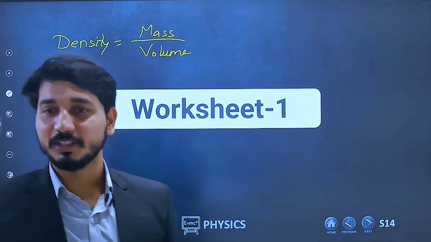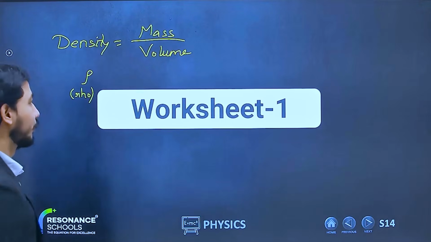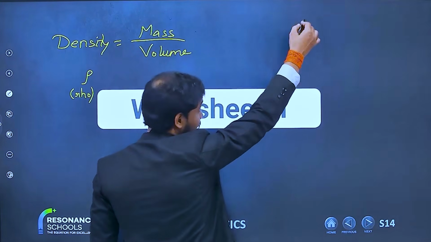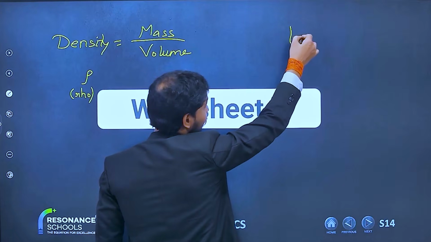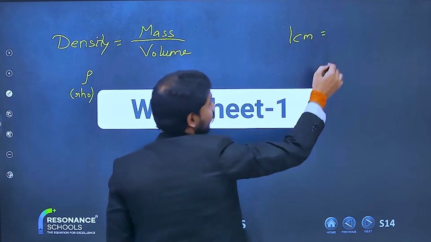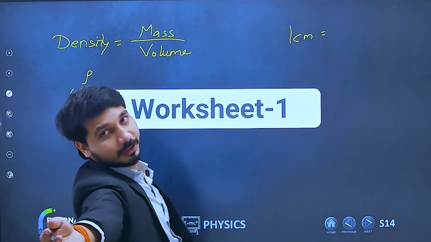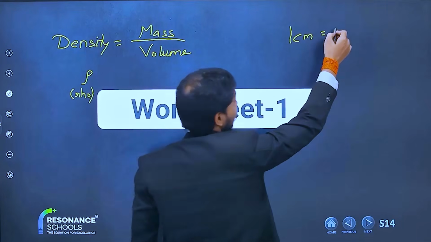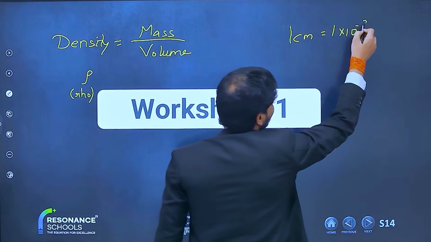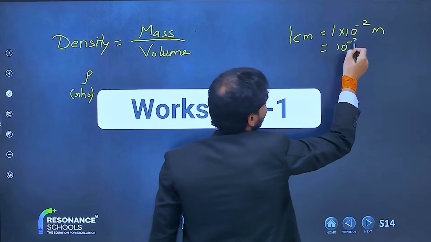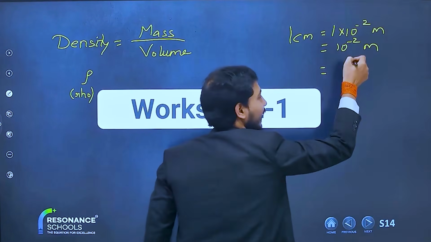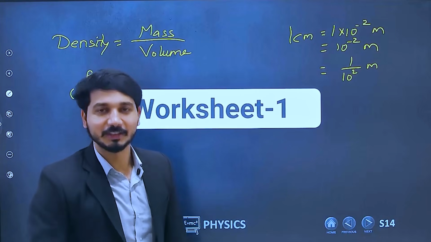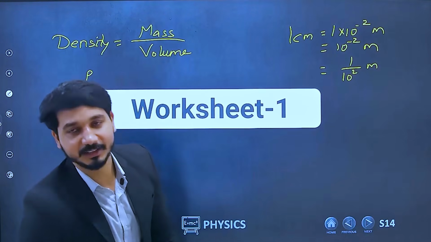Lakshmi Charan is asking if 1 centimeter is equal to 1 upon 100. Hey, Lakshmi Charan, this is unit conversion. 1 centimeter is equal to, centi means 10 to the power minus 2. So 1 into 10 to the power minus 2 meter, which is equal to 10 to the power minus 2 meter. So this can also be written as 1 by 10 to the power 2 meter. Right, Lakshmi Charan? Mathematically, this can be written.